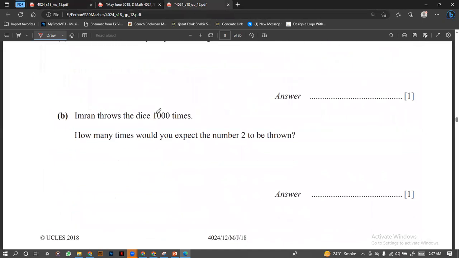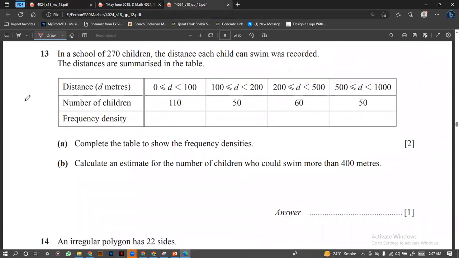Okay, so then we have question number 13. He says, in a school of 270 children, the distance each child can swim was recorded. The distances are summarized in the table. Okay, so 0 to 100, 110 children, 100 to 200, 50 children, 200 to 500, 60 children, 500 to 1,000, 50 children. They want us to complete the table to show the frequency densities.